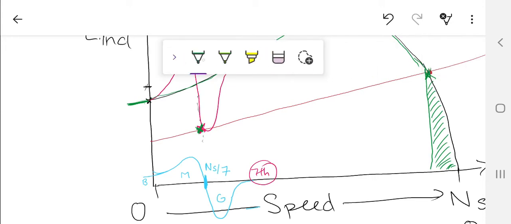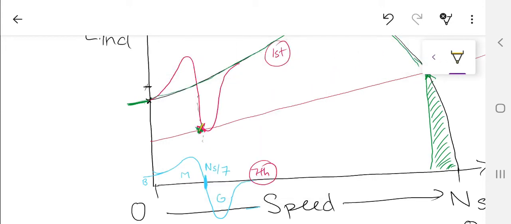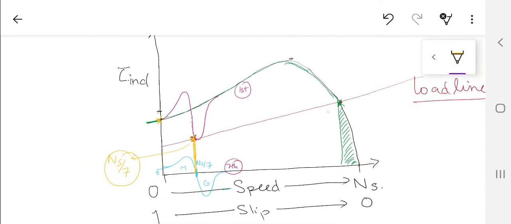So what this means is that this crisscross point gives rise to a very stable point, and when the machine starts from rest, it will come to this point and will not accelerate further, and will start moving at ns by 7 or closer to this speed. Now what has happened over here? We wanted the machine to go back to this point. Why? Because this was the actual operating point. We wanted the machine to run at ns speed.